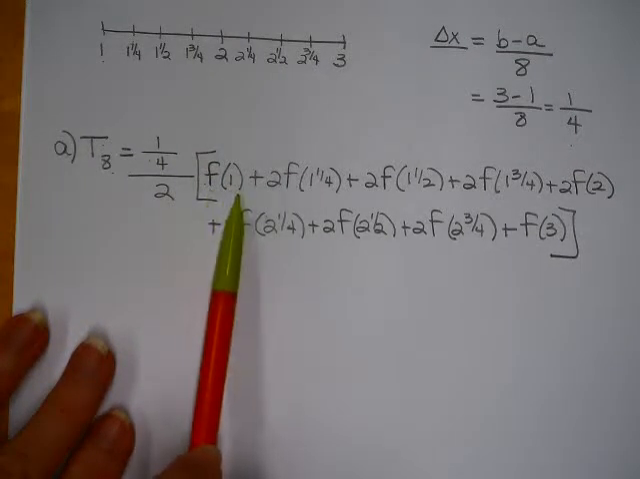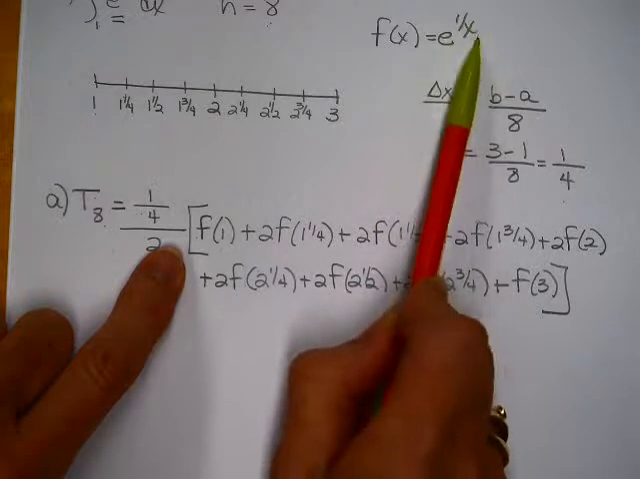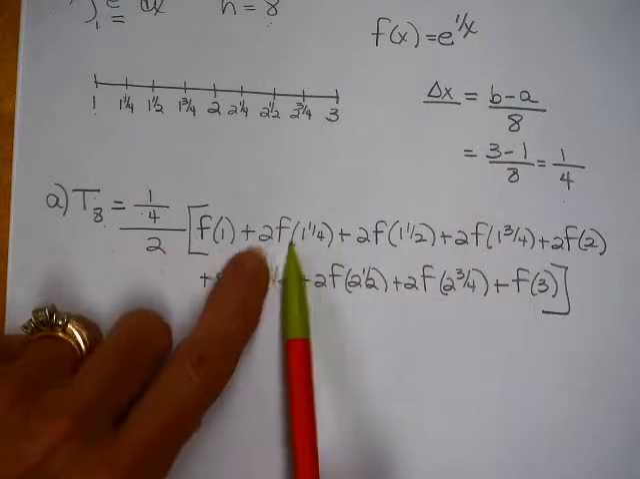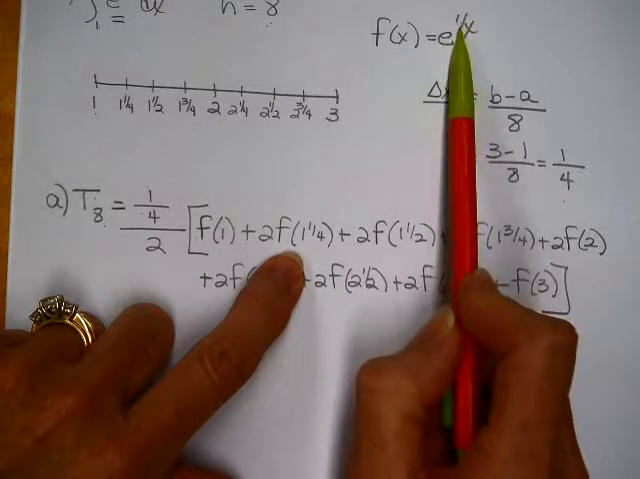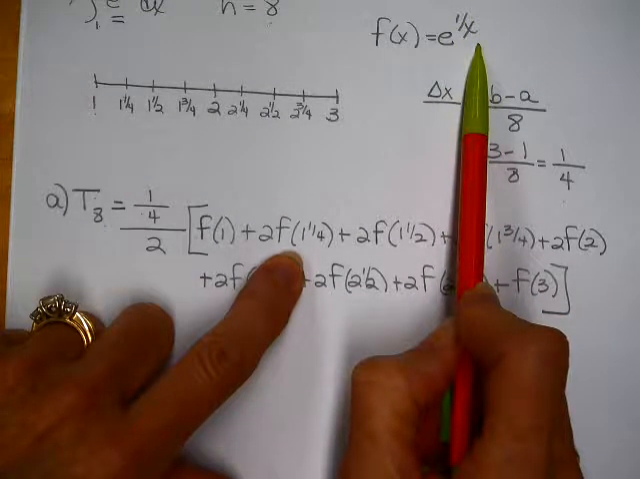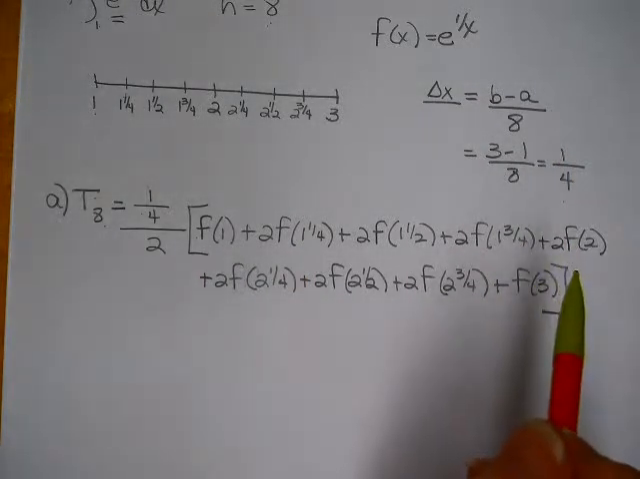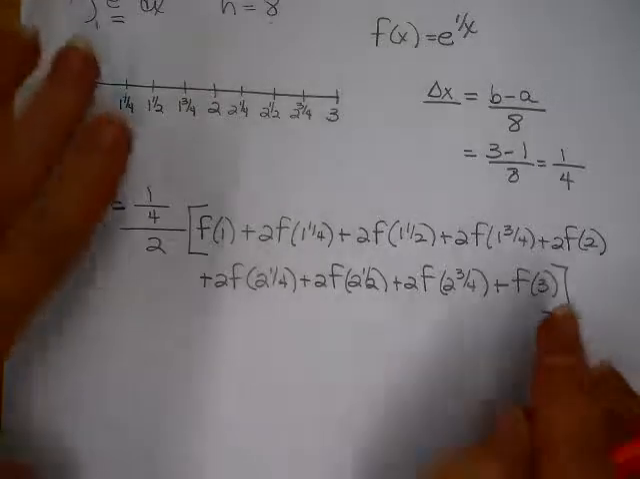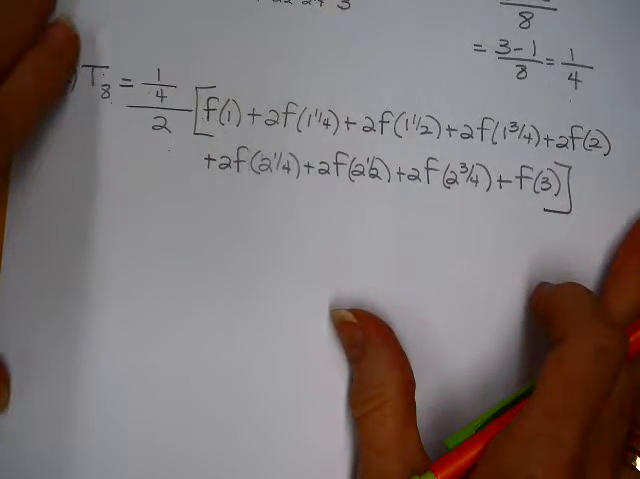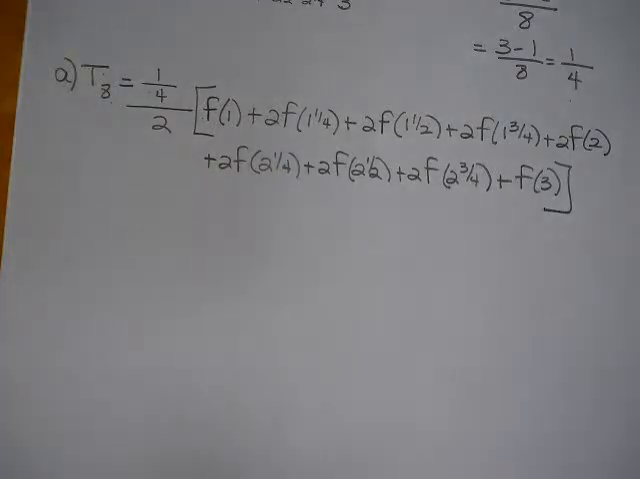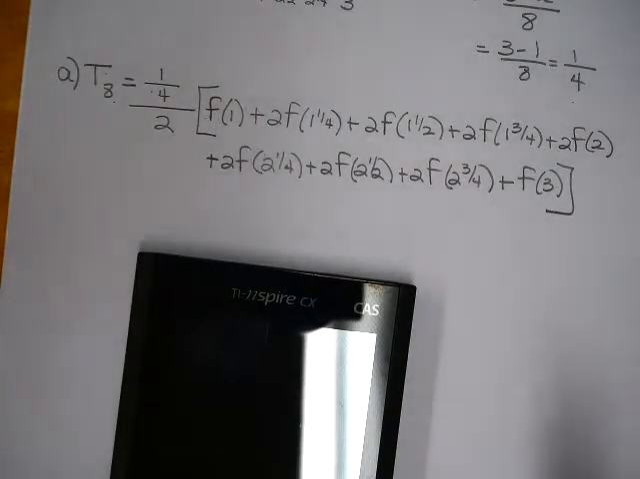So when I do f of 1, I've got to have e to the 1 over 1. When I do f of 1 1/4, I've got to put e to the 1 divided by 1 1/4. The calculator can make this very easy if you want to use your calculator. And I'm supposing you probably do want to use your calculator. I know I would. And there's a lot of room for error.